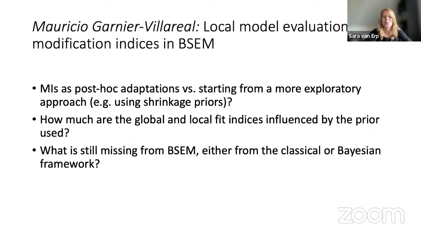And then as a final question, we kind of have everything now for Bayesian SEM, right? We have the local fit indices, we have the global fit indices. What do you think is still missing from Bayesian SEM? Or in other words, what will be the next thing that you will be working on? So those were kind of my questions for the different speakers.